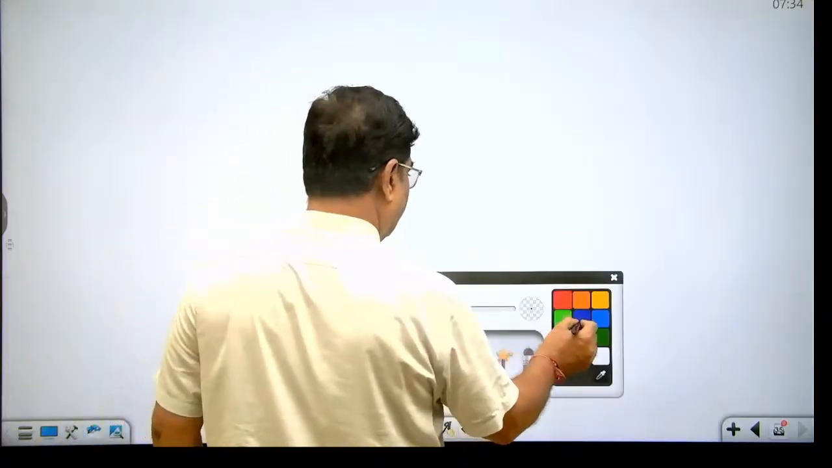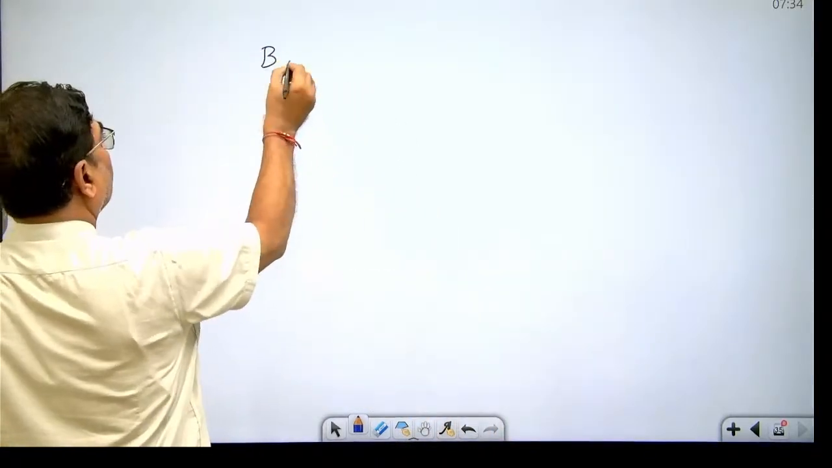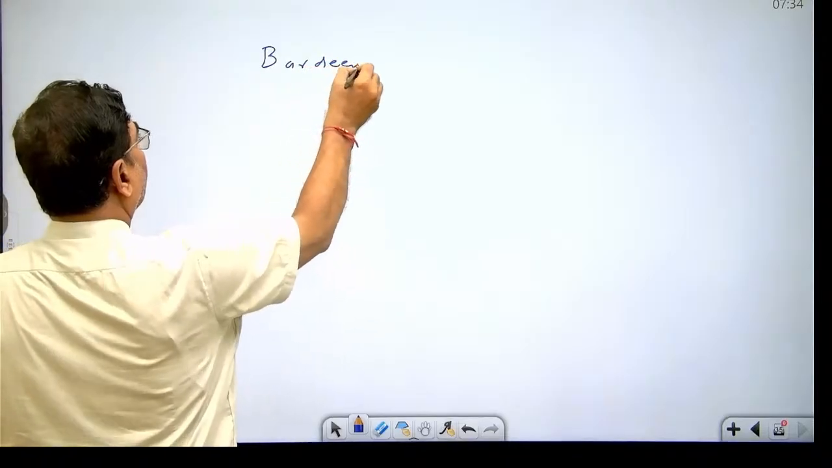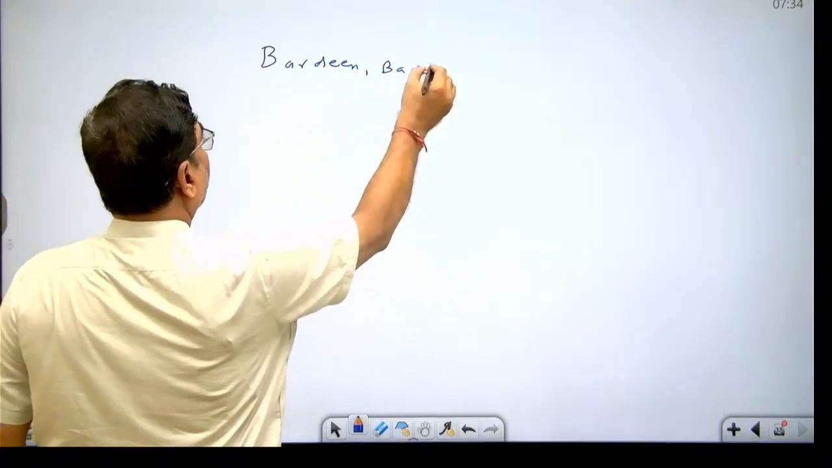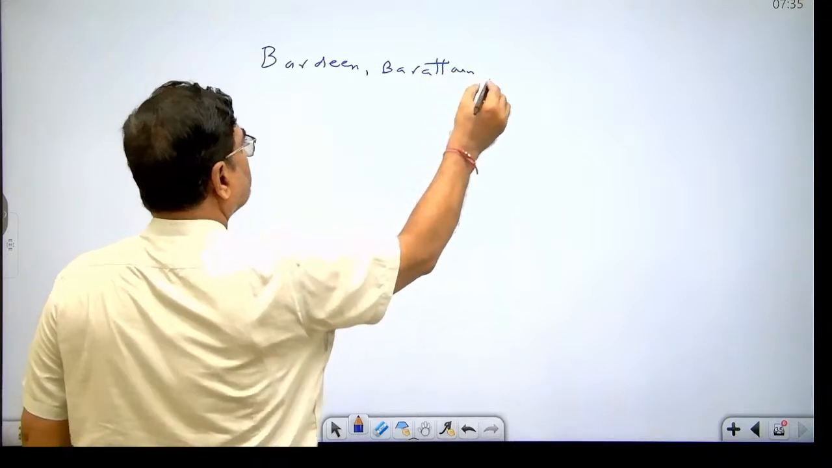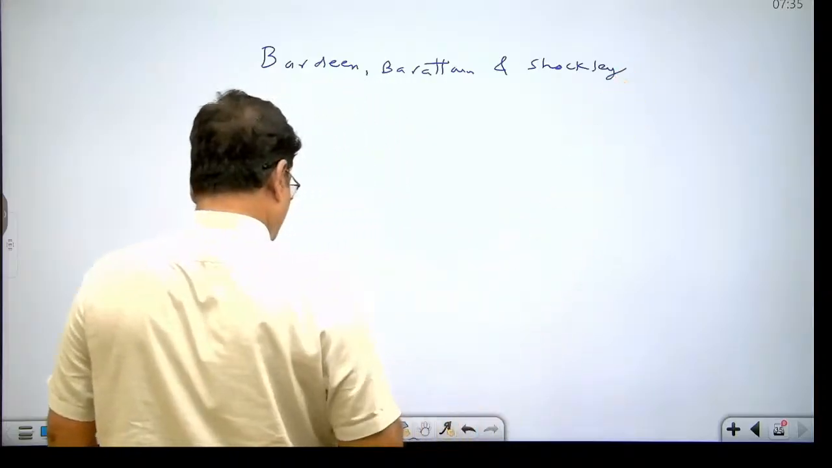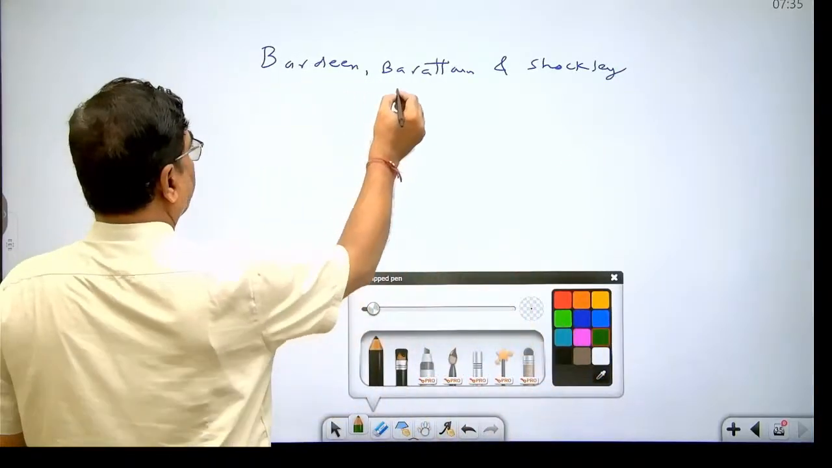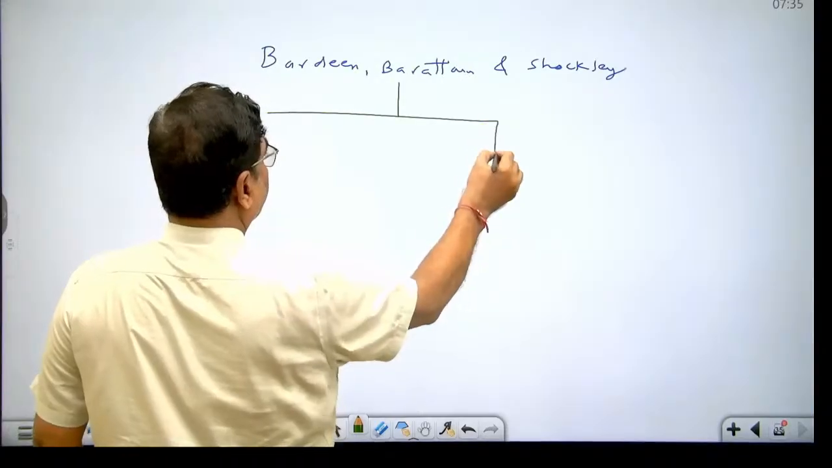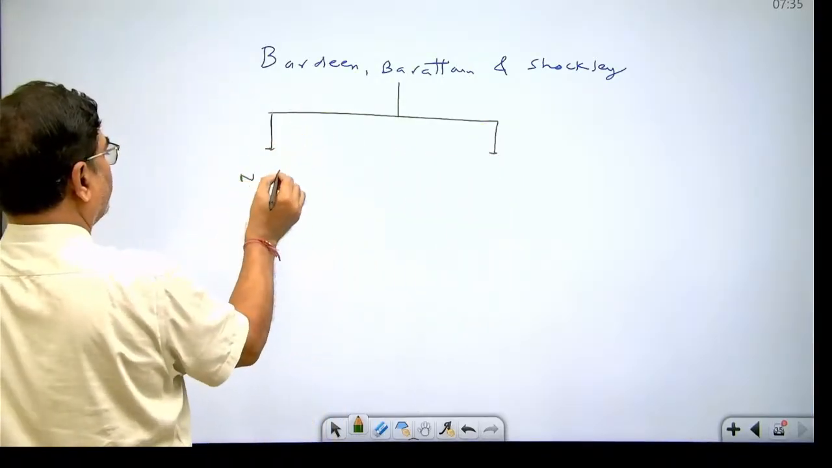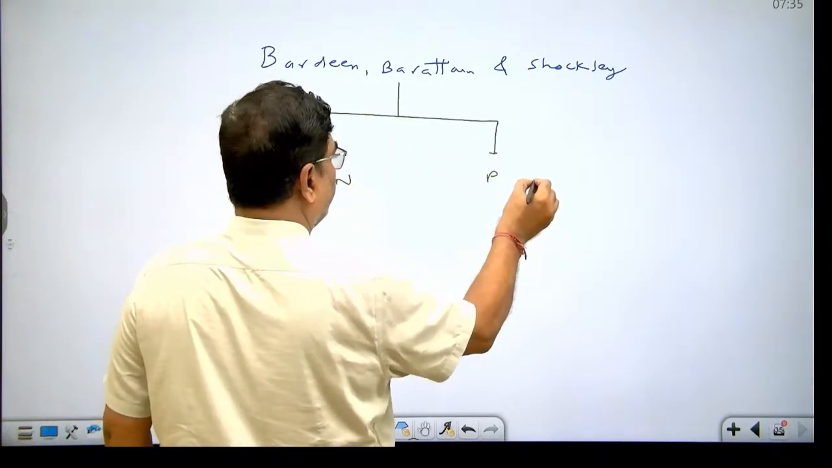Dear student, transistors are made up of three doped semiconductor regions, discovered by Bardeen, Brattain and Shockley. There are two types: one is NPN and another one is PNP.